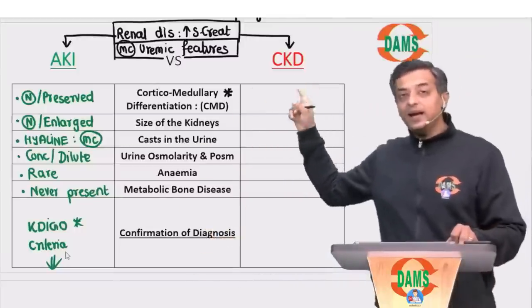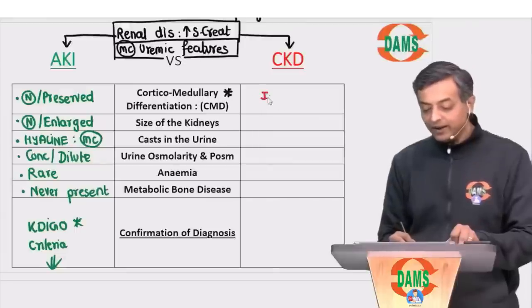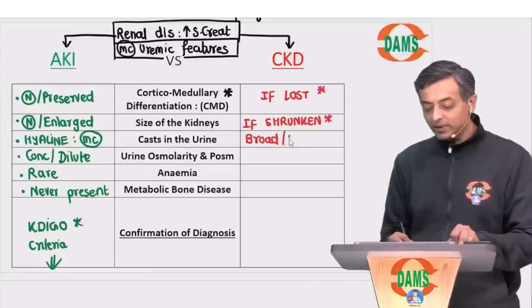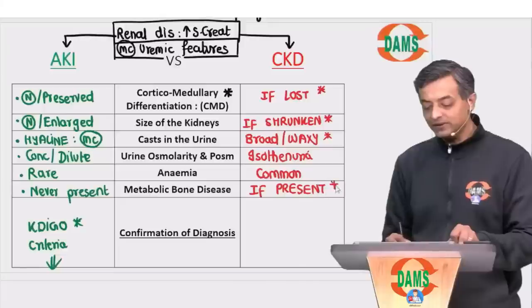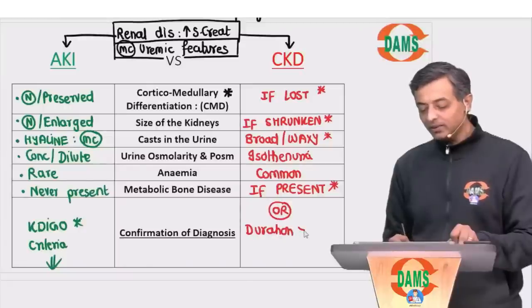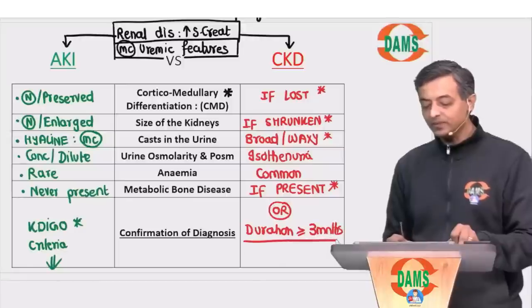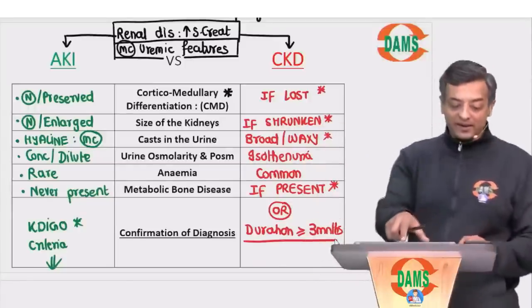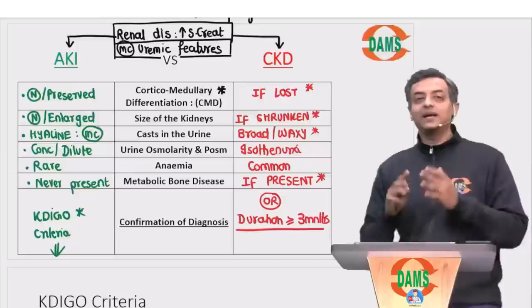But in CKD, there are direct features also. If the CMD is lost, if the size of the kidney is shrunken, if cast in the urine is the broad waxy cast, if patient is having isosthenuria, patient is having anemia, common but not specific, and metabolic bone disease, if present, diagnostic of CKD. So, any one specific feature or the patient has got duration more than 3 months, diagnosis is complete. Either you need duration of the disease more than 3 months or any one of the star factors. Star factor means a specific factor is present, diagnosis can be confirmed.